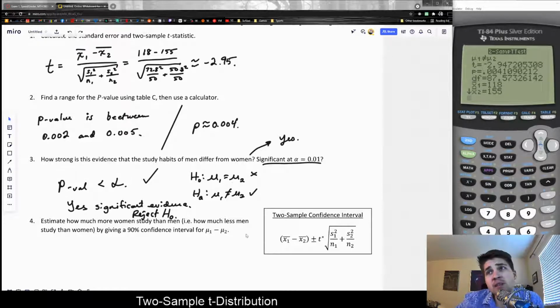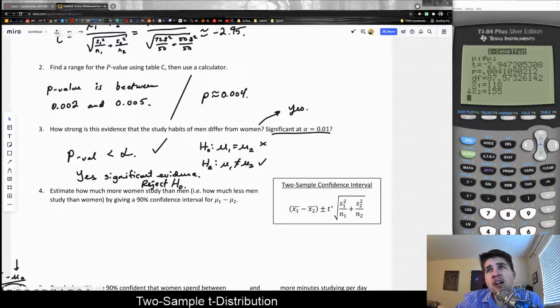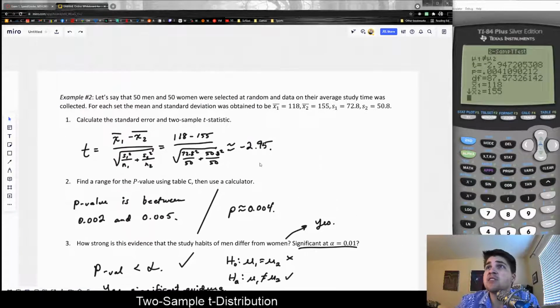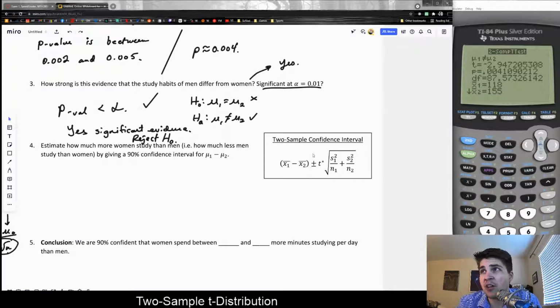Now, when you do get significant results, we could actually measure. The only conclusion we have is that they have different study times. But what if we wanted to formulate a confidence interval or a set of numbers for them? Obviously, we could use our obtained sample means and say men study on average 118 minutes, while women study on average 155 minutes. But we could develop a confidence interval for how much more or how much less men and women study from each other.